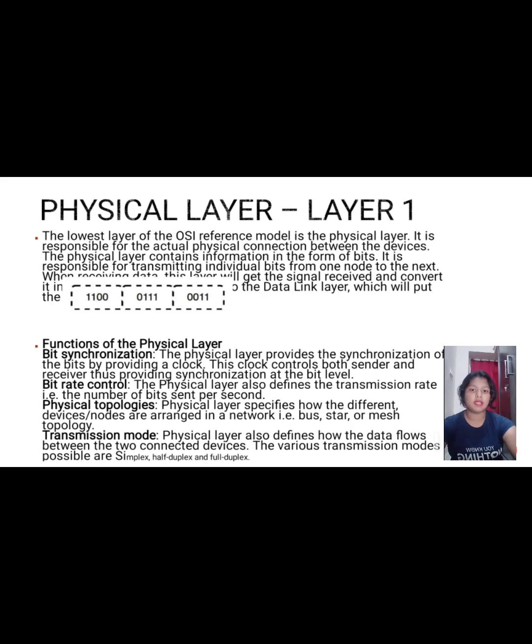First one, the physical layer. It is layer 1. The lowest layer of the OSI reference model is the physical layer. It is responsible for the actual physical connection between the devices. The physical layer contains the information in the form of bits. It is responsible for transmitting individual bits from one node to the next. Functions of the physical layer: bit synchronization, bitrate control, physical topologies, transmission mode.